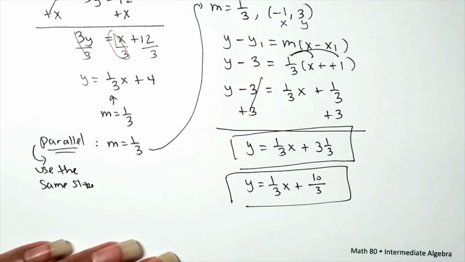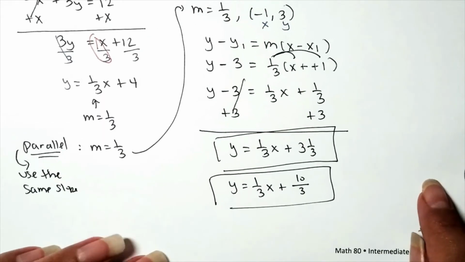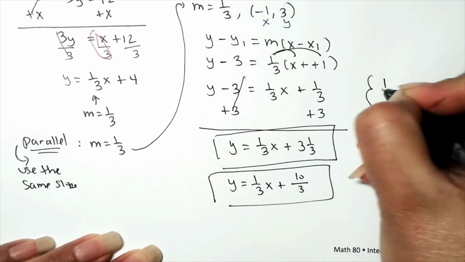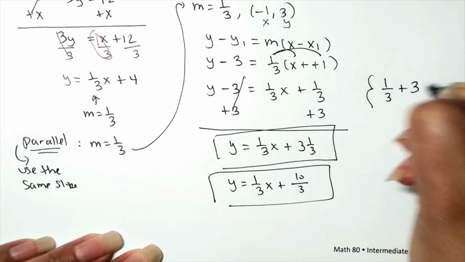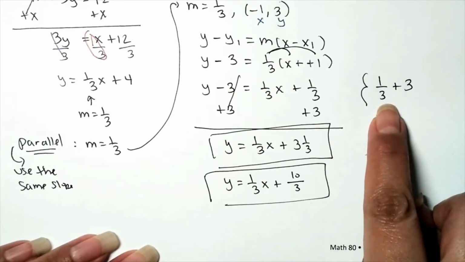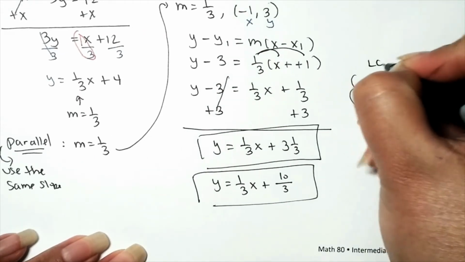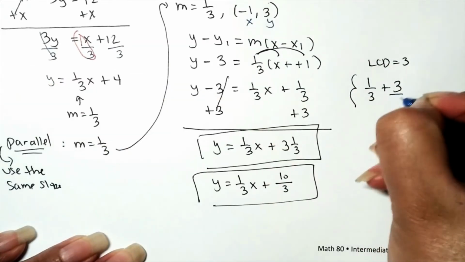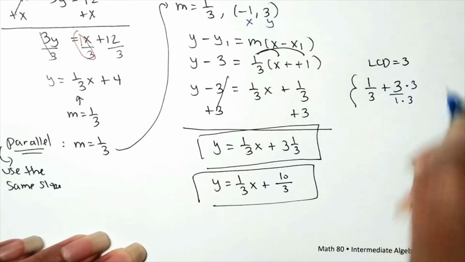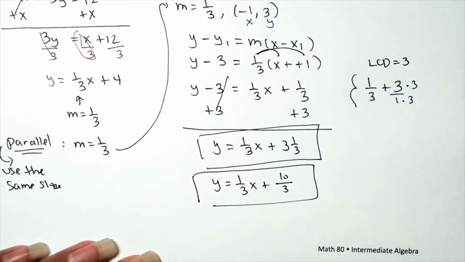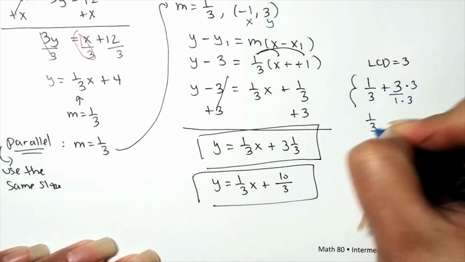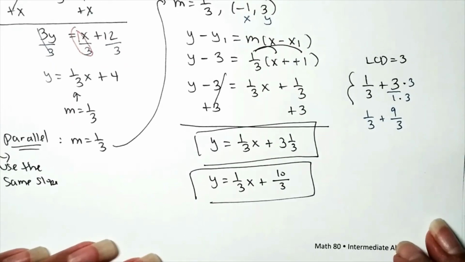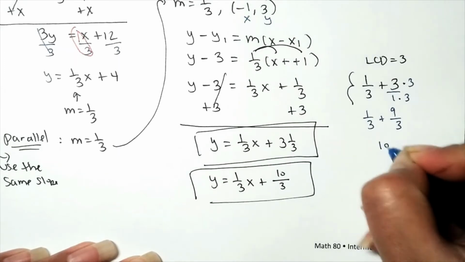How did I get the 3 1/3? I don't know, I just guessed, okay? But I'll show you how you can get the 10/3. In a thinking area, we have 1/3 plus 3. The only denominator that we see is a 3, so that's going to be the least common denominator. Let's take our time and write those equivalent fractions. For the second number, we multiply top and bottom by 3. That gives us 1/3 plus 9/3. The sum of 1 and 9 gives us 10.